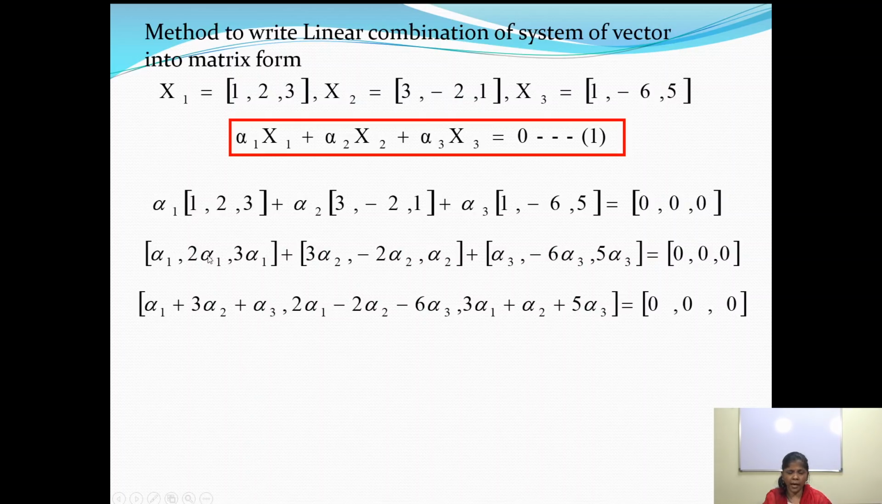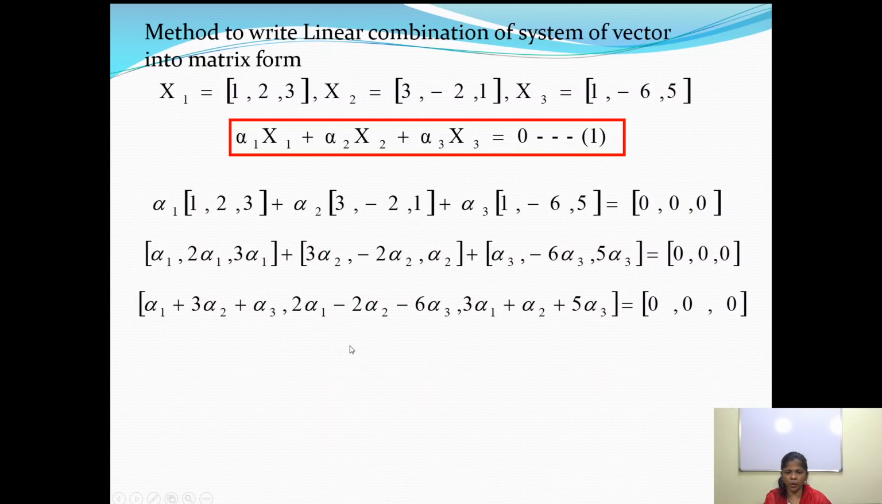Next, add the second component: 2 alpha 1 minus 2 alpha 2, then minus 6 alpha 3. Next we add the third component: 3 alpha 1 plus alpha 2 plus 5 alpha 3 equal to this. Now what we observe here is that we have one vector on the left hand side equated with the vector on the right hand side. Now when two vectors are equal, their corresponding components are equal.